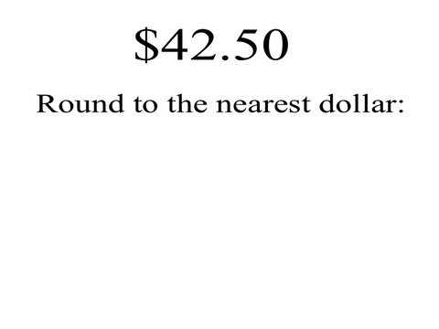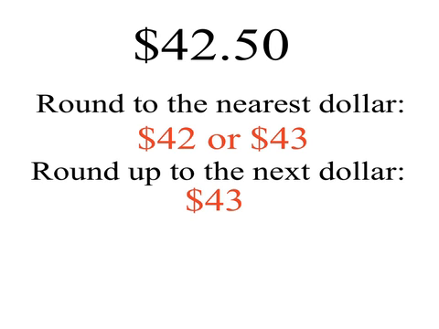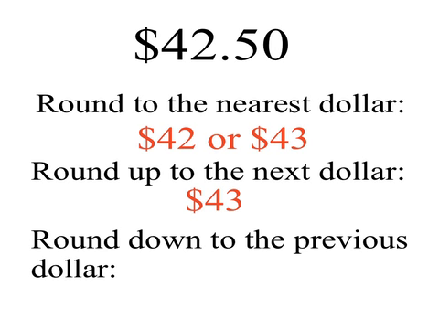Here's $42.50. Round to the nearest dollar, $42 or $43. $42.50 is as close to $42 as it is to $43. It's exactly halfway. Round up to the next dollar, $43, and round down to the previous dollar, $42. When rounding a number like $42.50 to the nearest dollar, while it is as close to $43 as it is to $42, in my experience, I've tended to round up more often than rounding down.